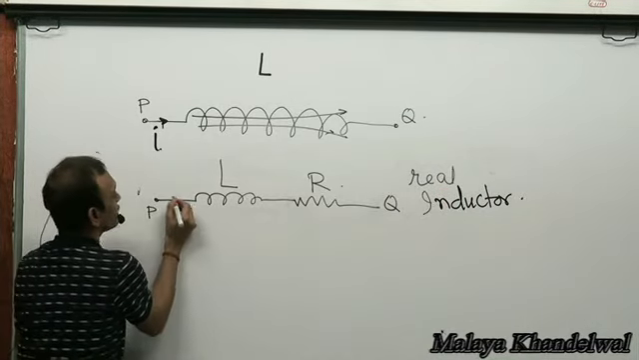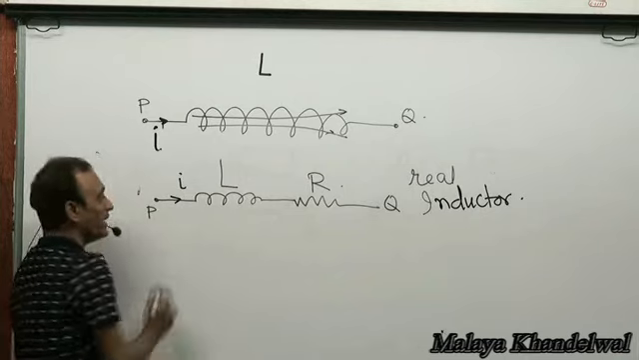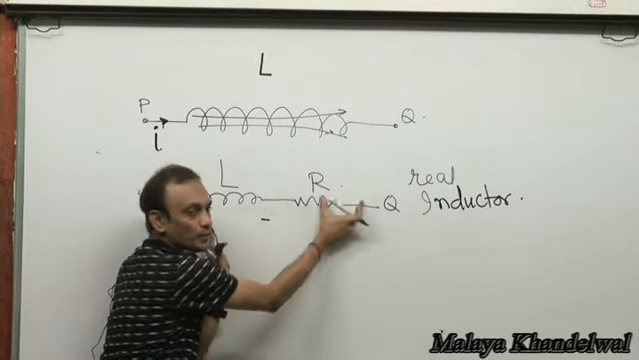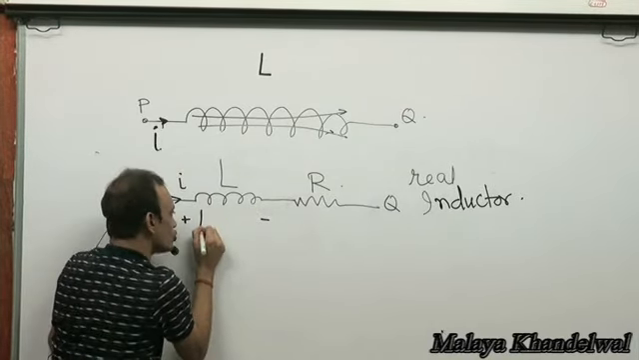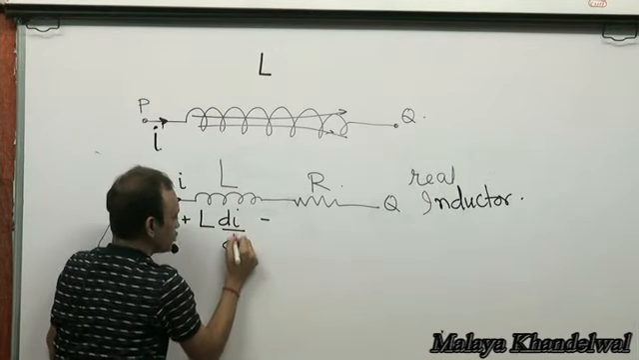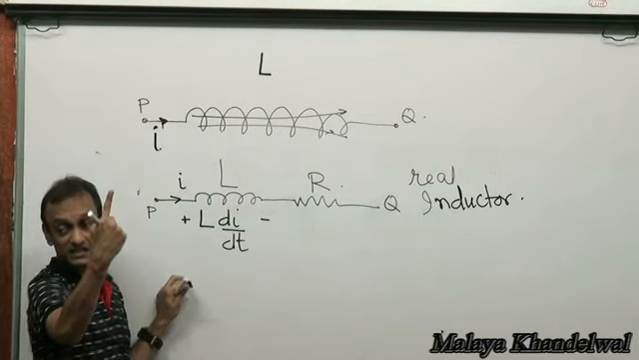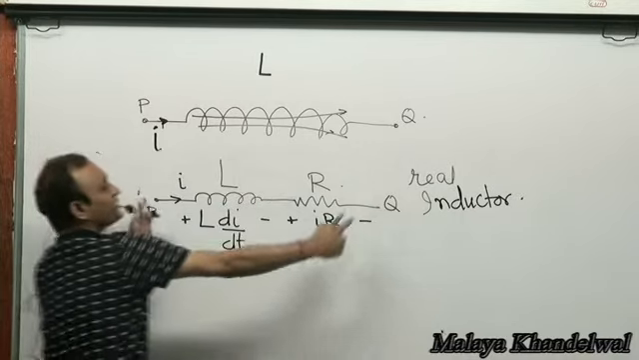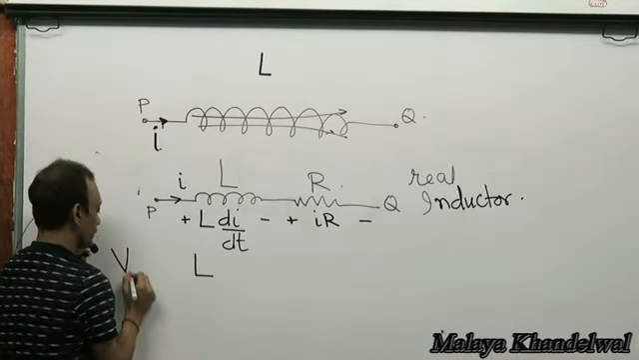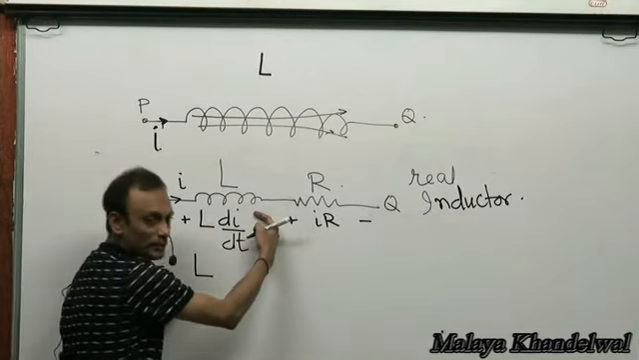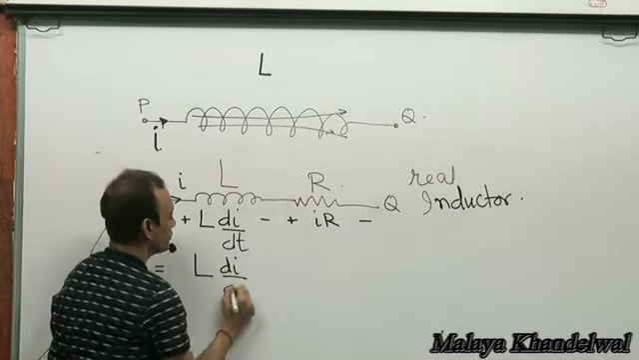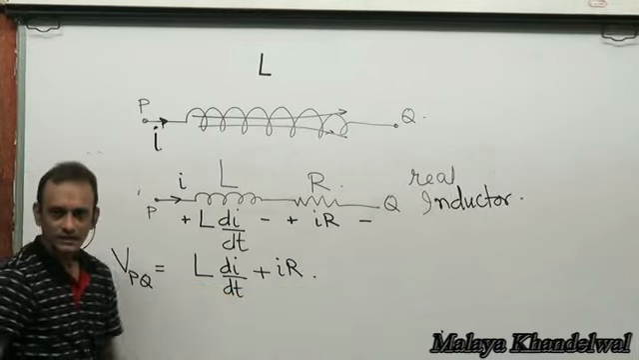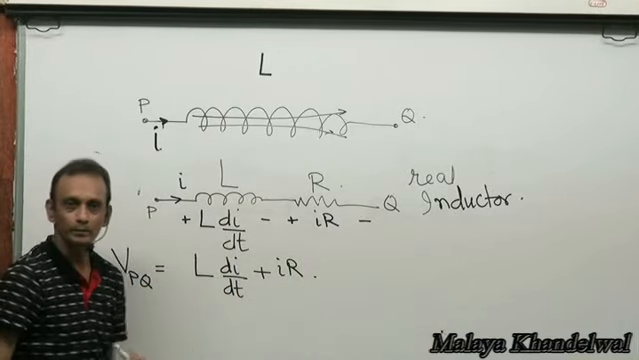And if a current I flows through it, then the drop across this part, now this part has zero resistance, this actually has two components, L and R. The drop across the inductance is going to be L di/dt, the algebraic drop. It could be positive or negative based on whether I is increasing or decreasing. The drop across the resistance is going to be IR. So the net drop from P to Q is going to be L di/dt plus IR. Yes or no? L di/dt plus IR is going to be the net drop from P to Q.